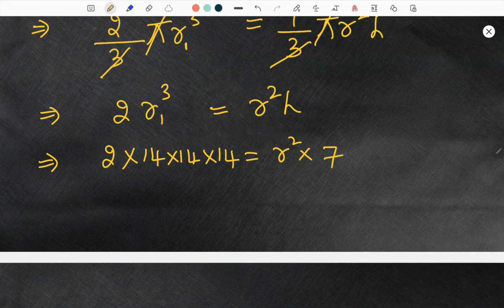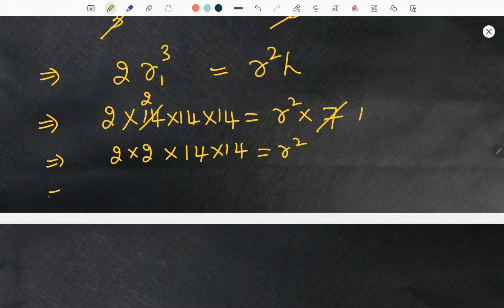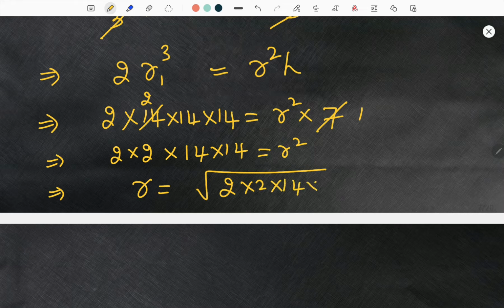Alright, so afterwards what it becomes? It becomes 7 ones are and 7 twos are. Look at this, 7 ones are, 7 twos are. So 2 into 2, let us keep it as 2 into 2 only, and into 14 into 14, and that is equal to r square. Now let me bring this square this side, it becomes square root, that is r is equal to under root 2 into 2 into 14 into 14, right?